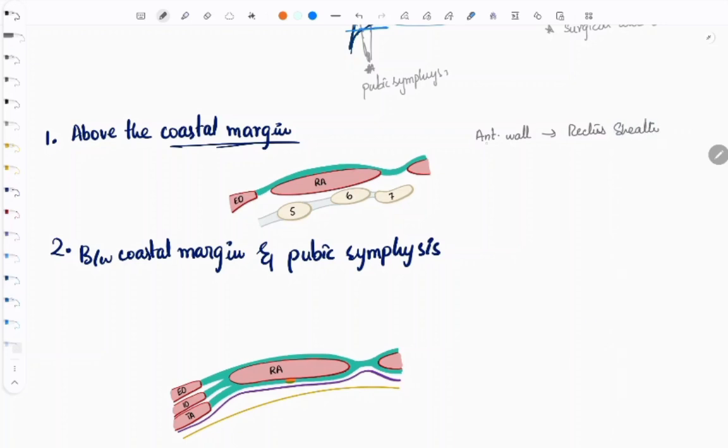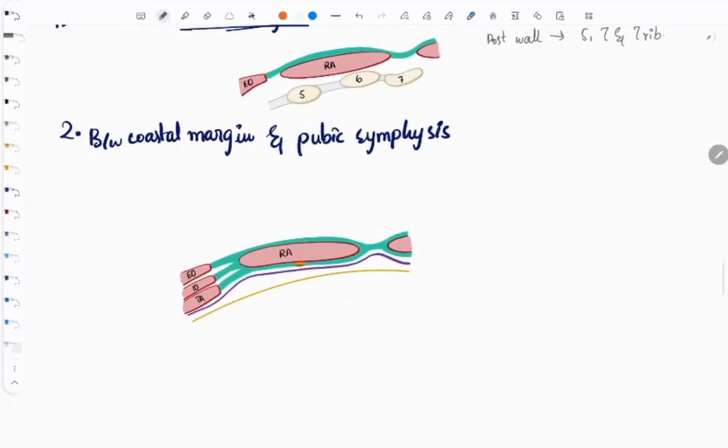The anterior wall was formed by the rectus sheath, as the rectus abdominis was covered just anteriorly by the rectus sheath, whereas the posterior wall was formed by the fifth, sixth, and seventh rib.